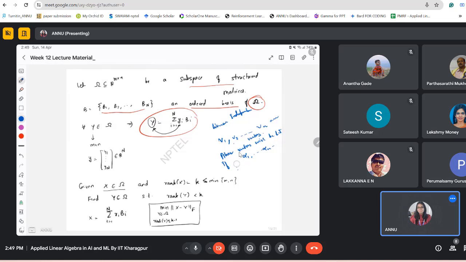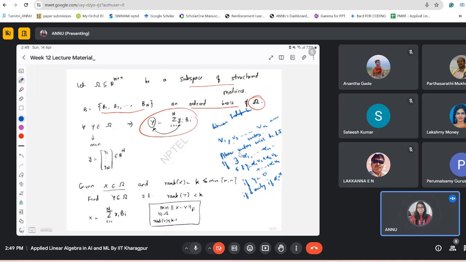So given x belongs to this capital omega and the rank of x equals k, which is less than or equal to the minimum of m and n, the number of rows and number of columns, we have to find y belonging to capital omega such that the rank of y should be less than k. And in the formula of the actual problem that we had, this is the minimum of the Frobenius norm of x minus y, which gives the closest structured low rank approximation.